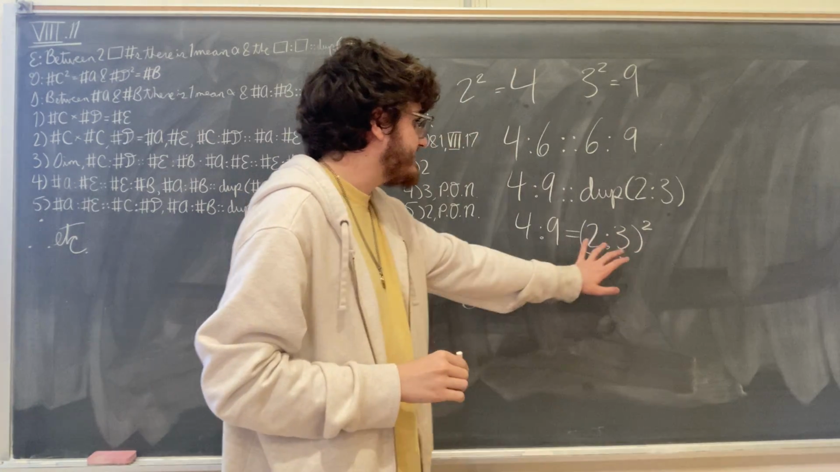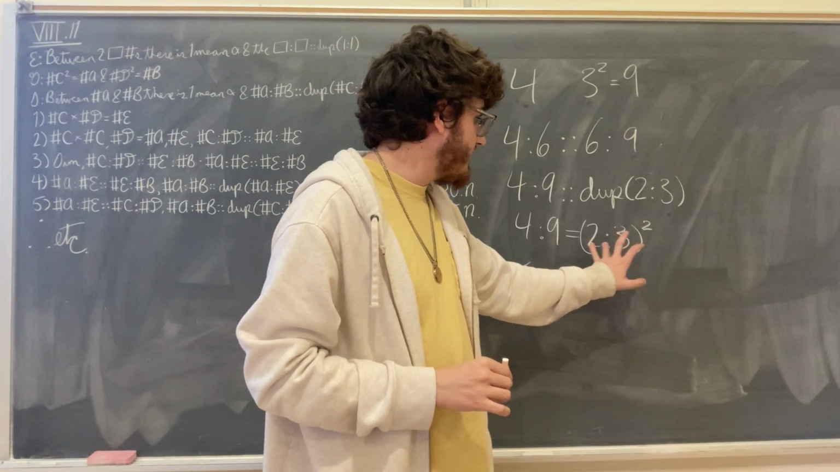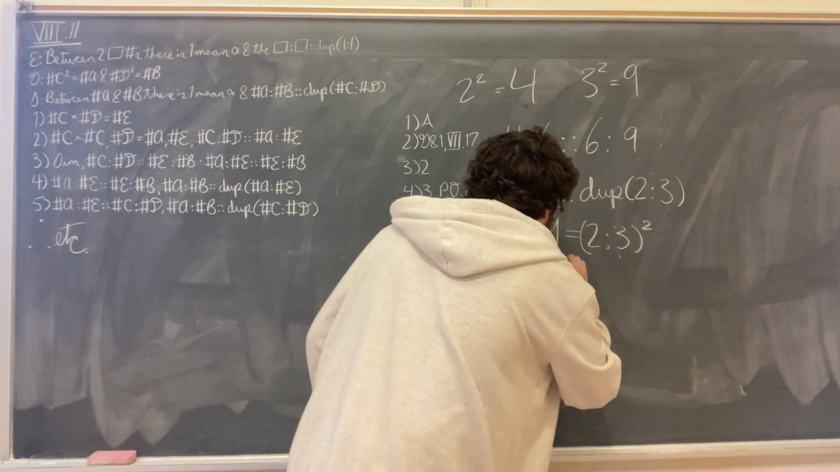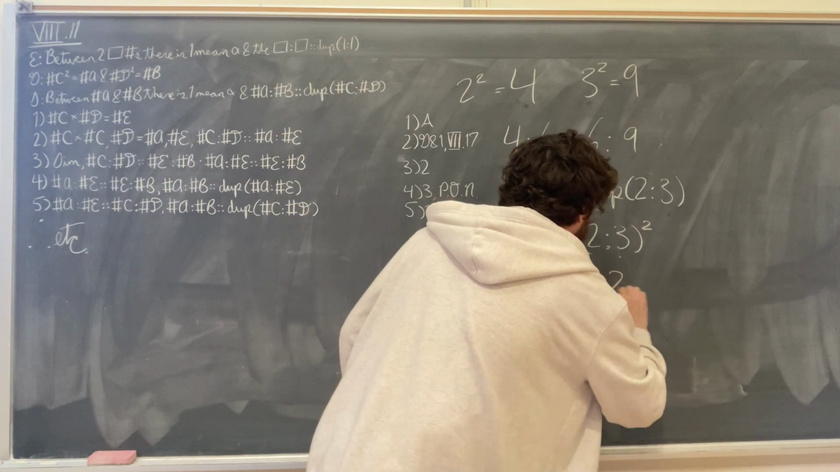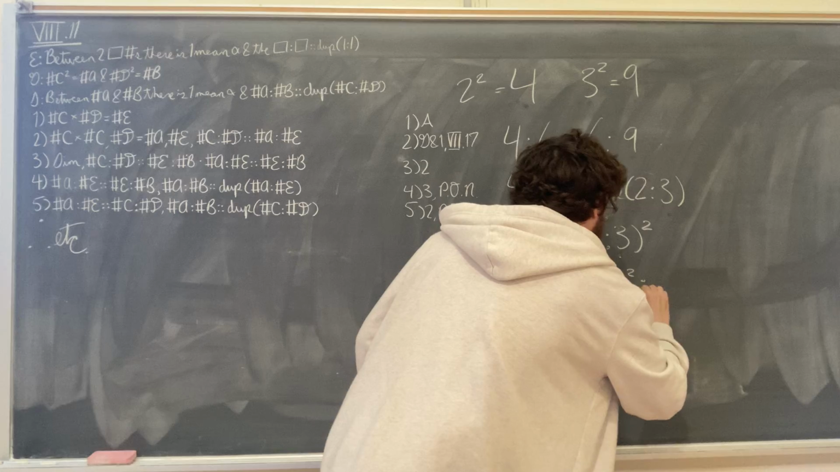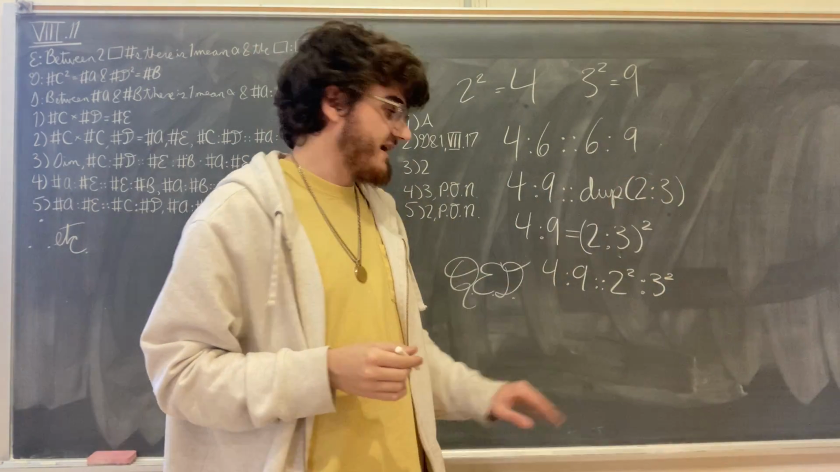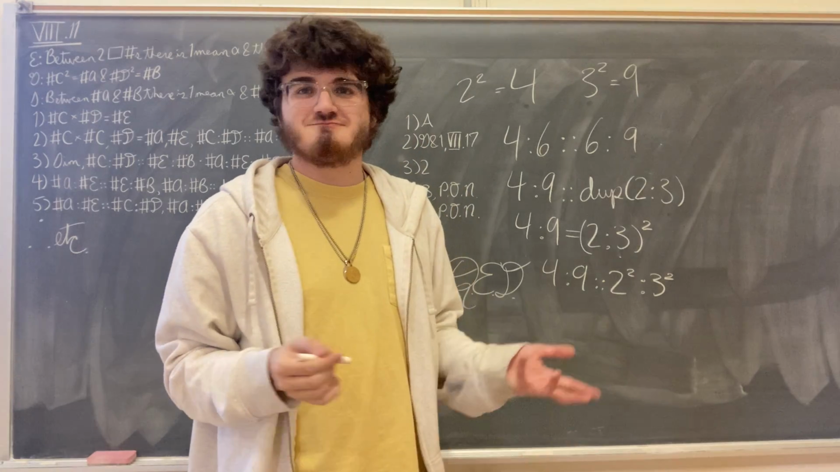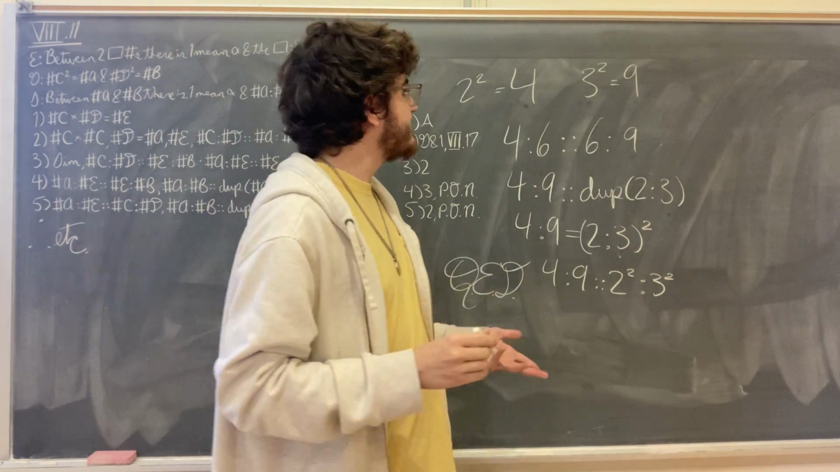And what would this mean, taking the square of a ratio? Well, it's taking the square of the numerator and the denominator. So 4 is to 9, just as 2 squared is to 3 squared. And that's easy to verify. 2 squared is 4, 3 squared is 9, 4 is to 9 just as 4 is to 9. Obvious things are obvious. There's a few other examples we could go through.